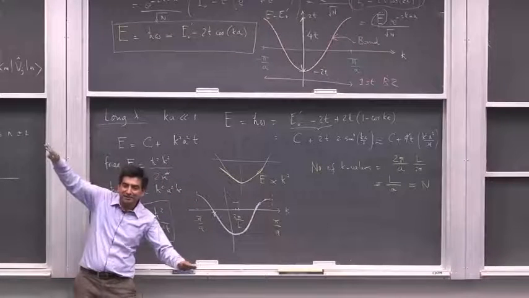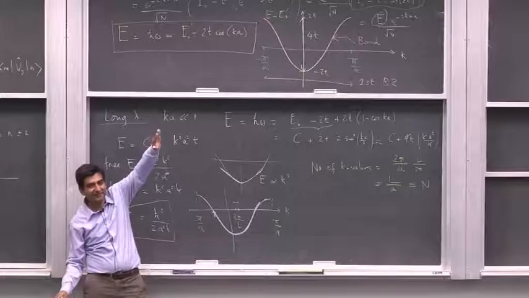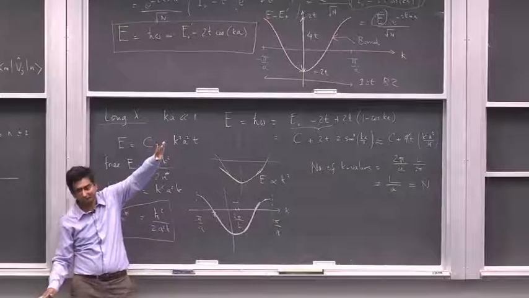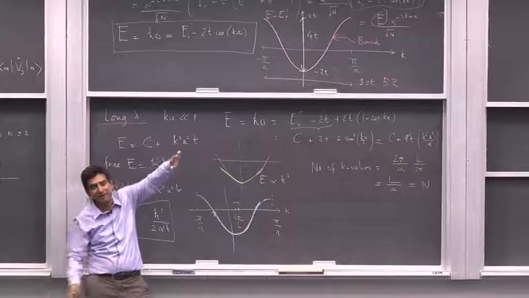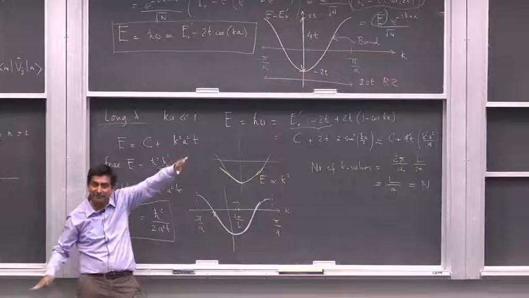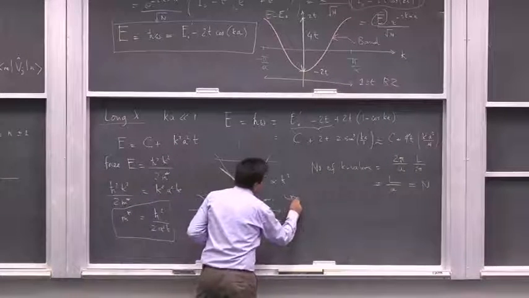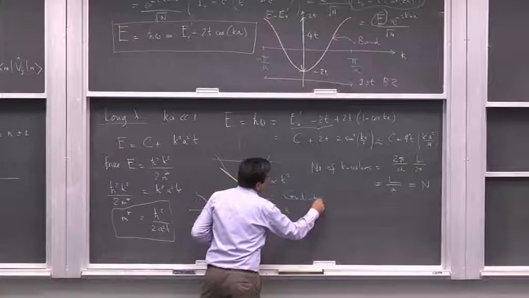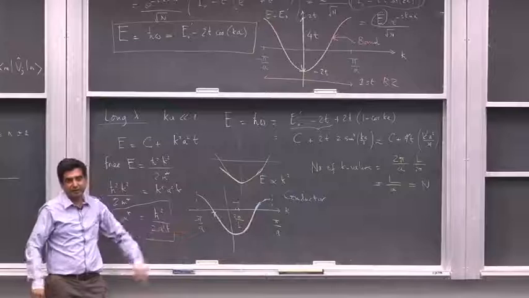So you have a gradient in the Fermi level. The Fermi level is low here and high here. And electrons, being negatively charged particles, can go from a low Fermi level to a high Fermi level, because negatively charged particles move uphill. So this is how current flows, and this is where you get a conductor. This is what a conductor is.